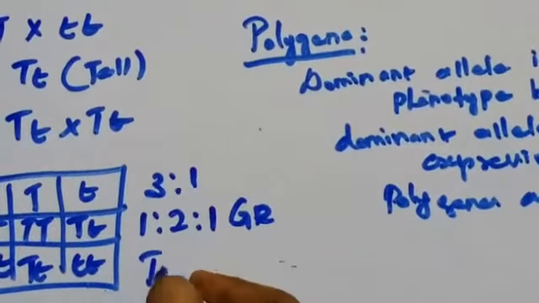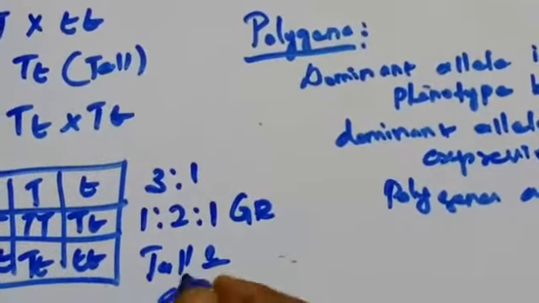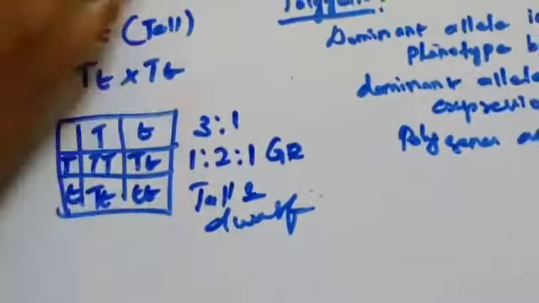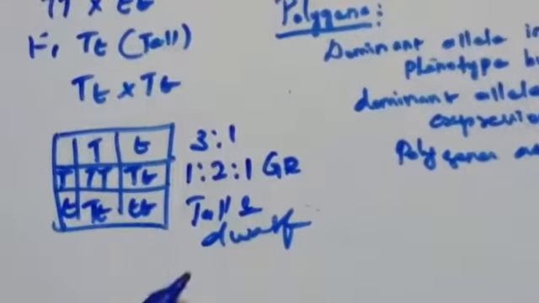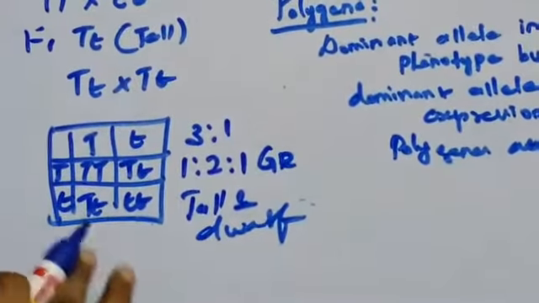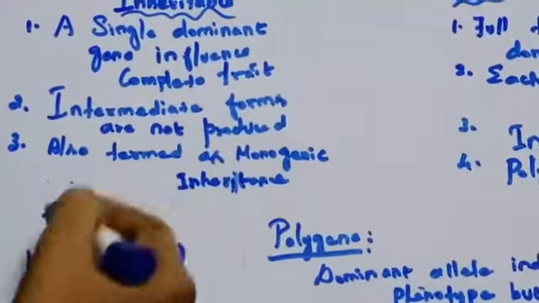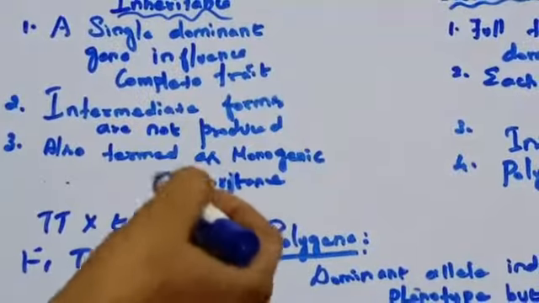Whatever the ratio may be, you can see only tall plant and dwarf plant in the F2 generation. There are no intermediate forms. This is the example for qualitative inheritance. You can see no intermediate character. So that is what is given in the second point: intermediate forms are not produced. So this is otherwise called monogenic inheritance.